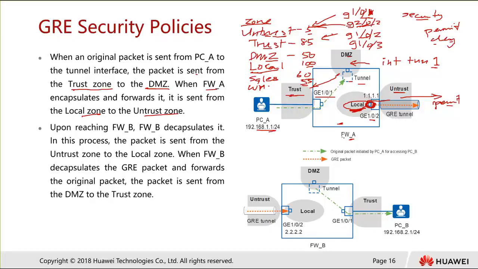Now this is the configuration to be done at firewall A. When the packet reaches firewall B, it is coming from untrust to the tunnel endpoint. This is the ending of the tunnel. And again, we also need to put untrust zone to local zone. And after they decapsulate the packet, it becomes a normal ordinary packet. And then this time from the DMZ, we permit the packet to the trust zone. So this is something that we need to think twice about when we configure the policy.